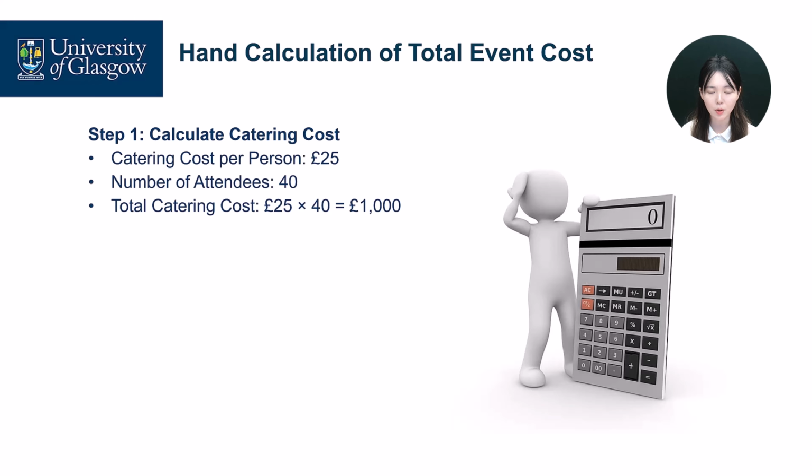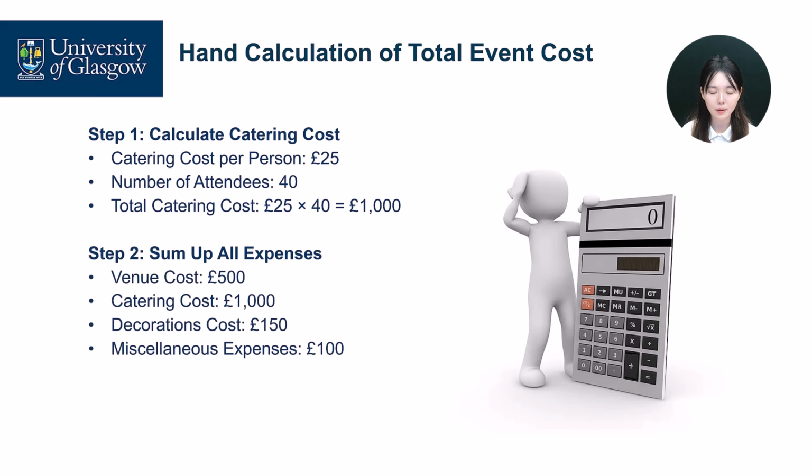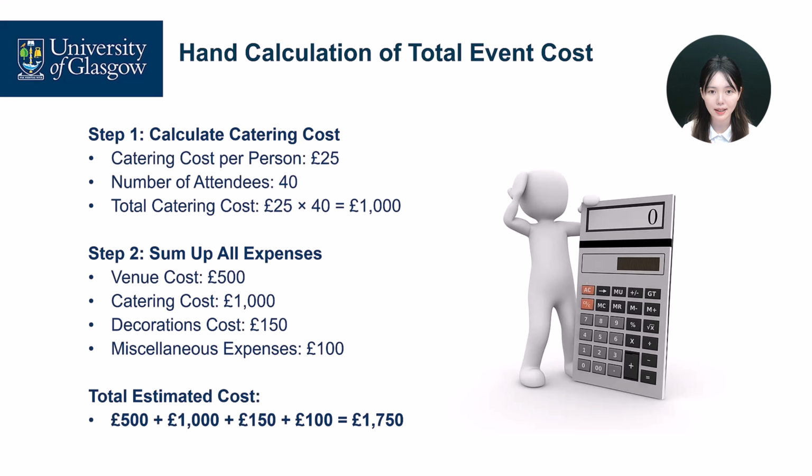Next, we add up all the key expenses. We have the venue cost at £500, our calculated catering cost of £1,000, £150 for decorations, and £100 set aside for any miscellaneous expenses. When we sum it all up, the total estimated cost comes to £1,750.